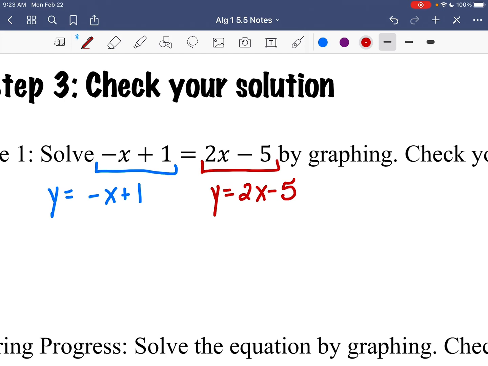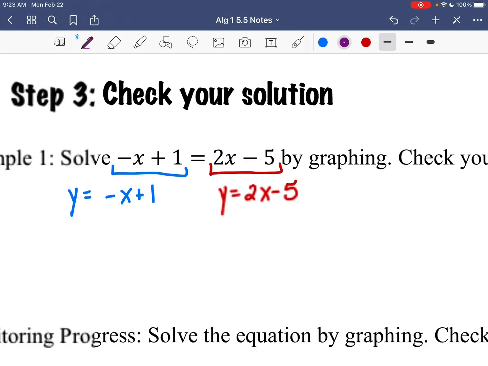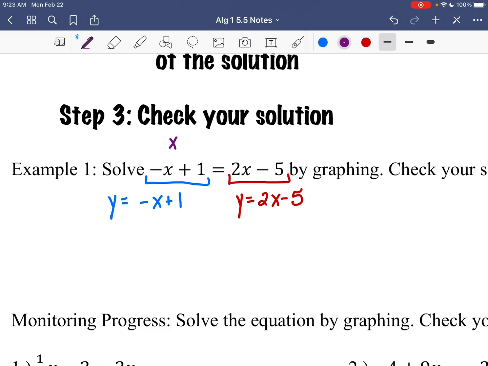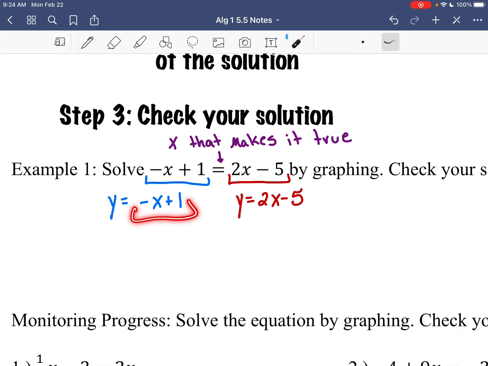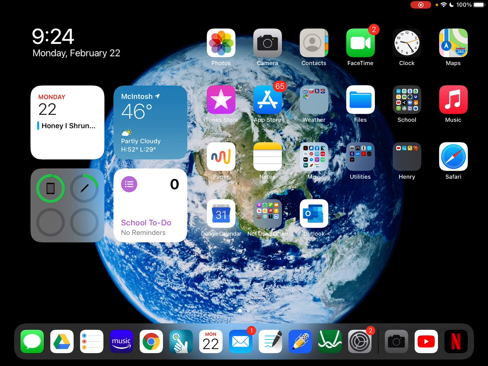And now I'm wanting to look for the x. Again, I'm still looking for the same thing. I'm looking for the x that makes it true. Meaning I'm looking for the x that makes that equality there in the middle work. So I'm looking for an x that when I take the negative of it and add 1, it's the same as if I take it times 2 and subtract 5. Looking for where they're equal. Okay. So I'm going to go ahead and I'm going to graph these two.